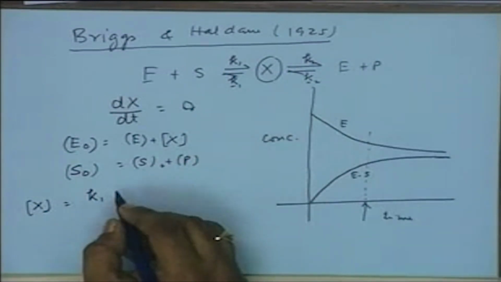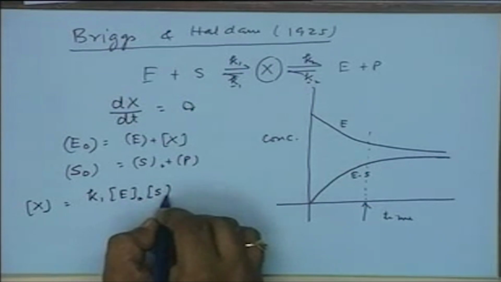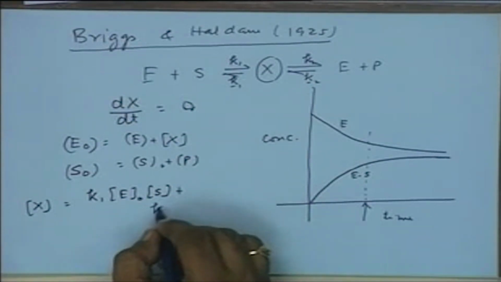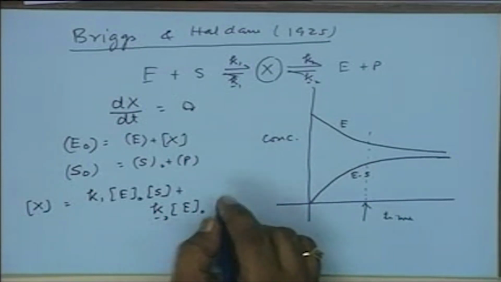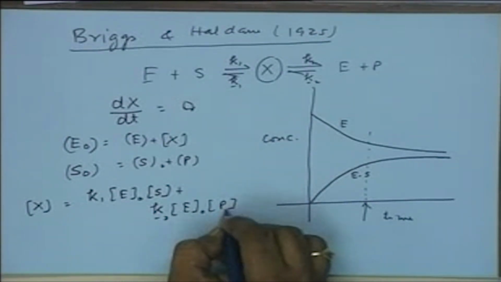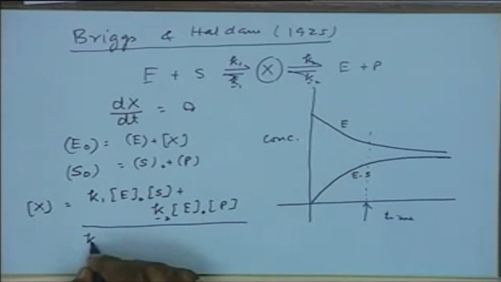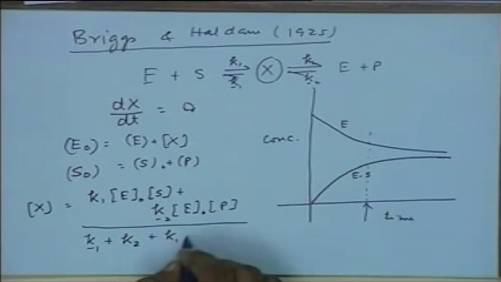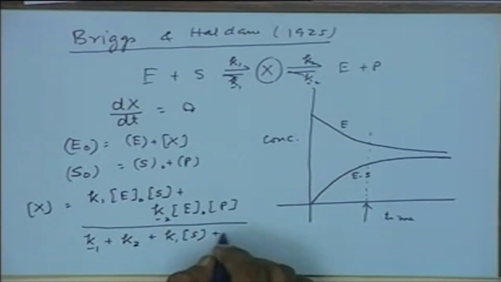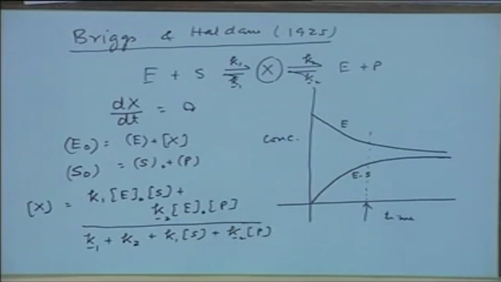So, it will be K1 E naught S plus K minus 2 E naught into P upon K minus 1 plus K2 plus K1 S plus K minus 2 P. So, yes. So S naught should be S plus P plus X.